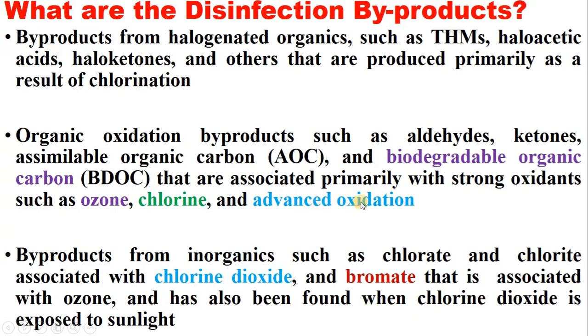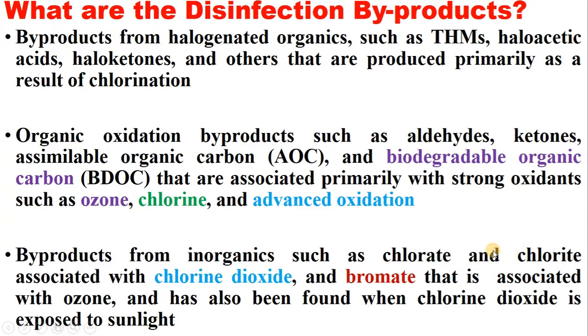and advanced oxidation. Byproducts from inorganics such as chlorite and chlorate are associated with chlorine dioxide, and bromate is associated with ozone and has also been found when chlorine dioxide is exposed to sunlight. So what it implies is that when chlorine dioxide is used for water treatment, we expect these two byproducts, chlorate and chlorite.